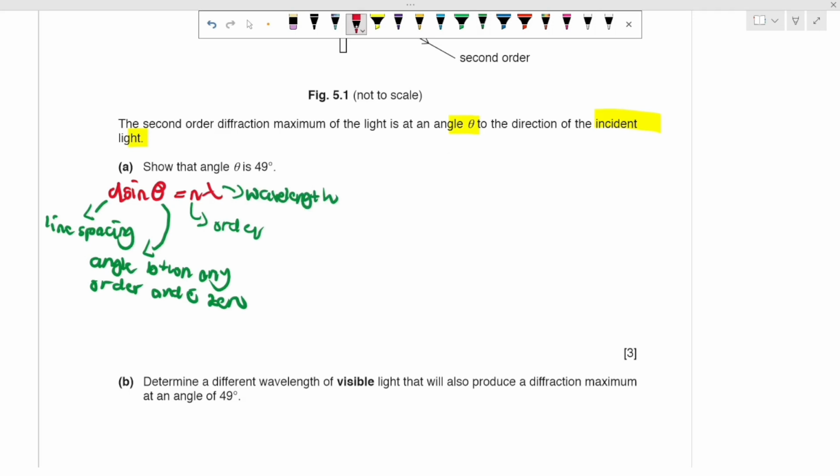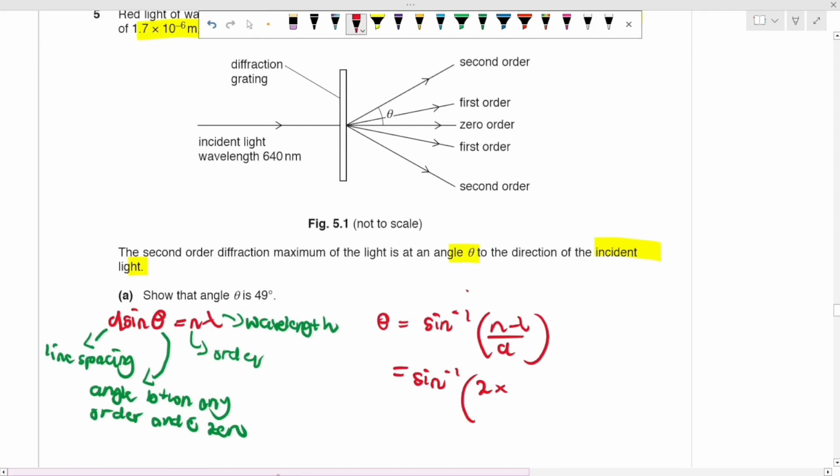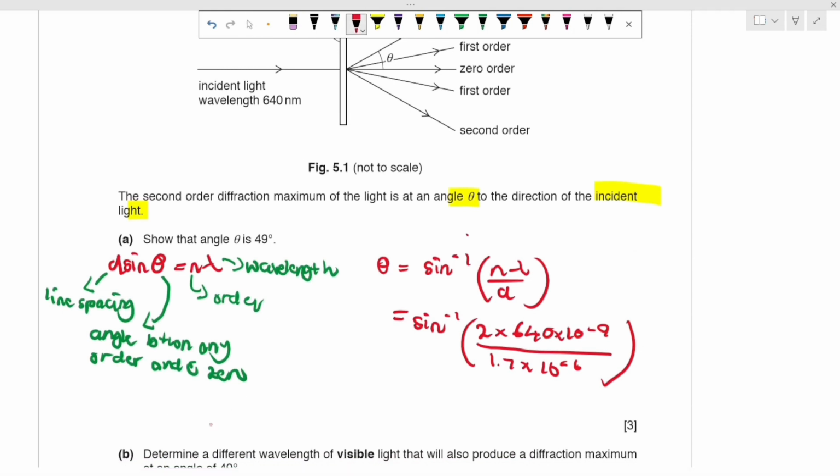So now that we have defined everything, our theta will be equal to arcsine of n lambda divided by d. Our n in this case is 2 because it's the second order diffraction. So 2 times our lambda, 640 nanometers, so it's 640 times 10 to the power of negative 9, divided by the value of d, 1.7 times 10 to the power of negative 6. You punch this on your calculator, your angle theta will end up being 48.8457, which will simply be 49 degrees.